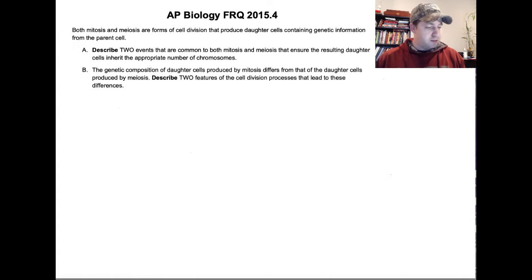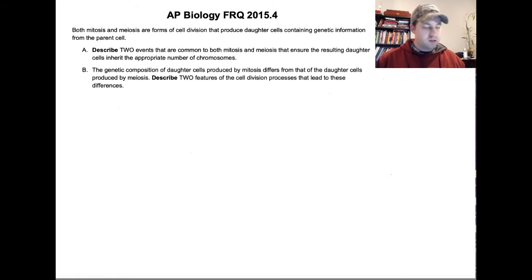Now, from the text I can see that both mitosis and meiosis are forms of cell division that produce daughter cells containing genetic information from the parent cell. Part A is asking me to describe two events that are common to both mitosis and meiosis that ensure that the resulting daughter cells inherit the appropriate number of chromosomes. Part B states that the genetic composition of the daughter cells produced by mitosis differs from the daughter cells produced by meiosis. Describe two features of the cell division processes that lead to these differences.